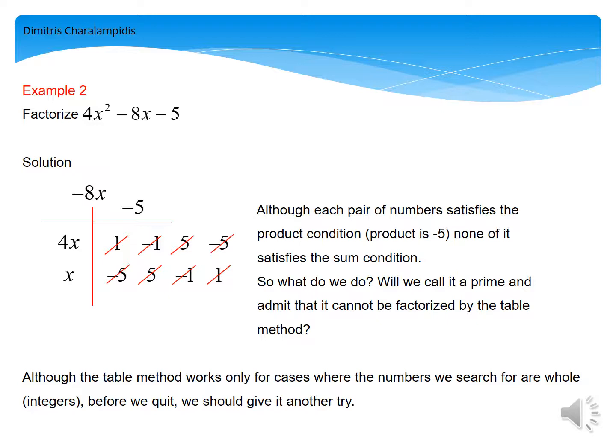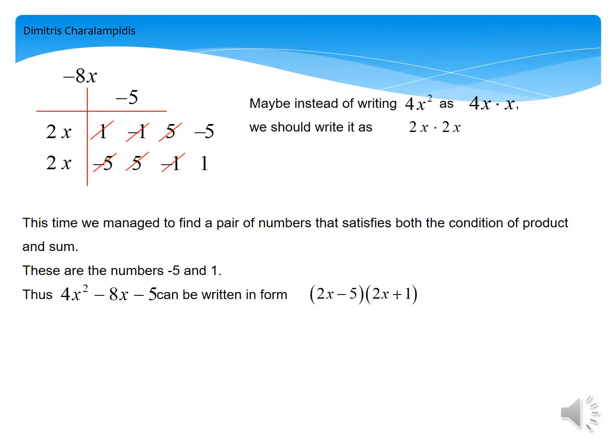So what do we do here? Will we call it a prime and admit that it cannot be factorized by the table method? Well, although the table method works only for cases where the numbers we search for are whole numbers, in other words, integers, before we quit, we should give it another try. And that's because maybe the problem was in the way we wrote 4x squared as a product of two terms. Maybe instead of writing 4x squared as 4x times x, we should have written it as 2x times 2x.